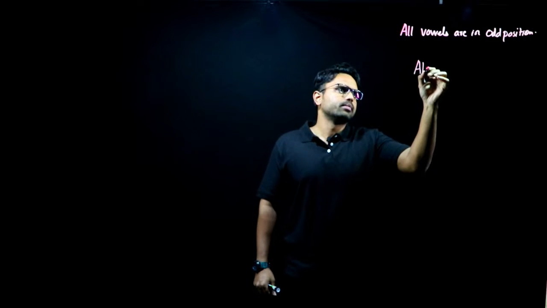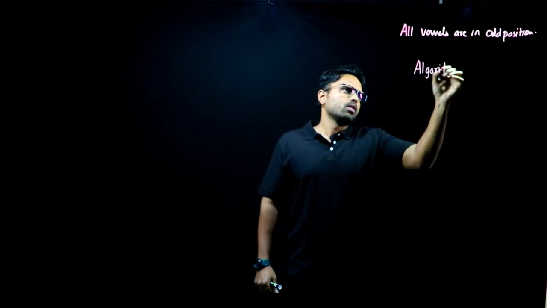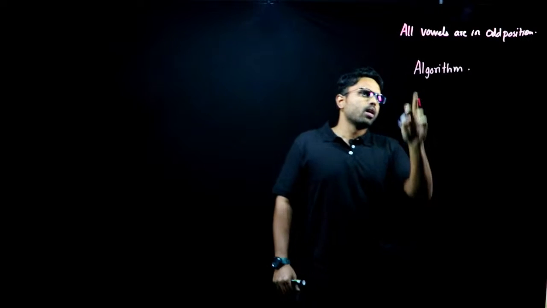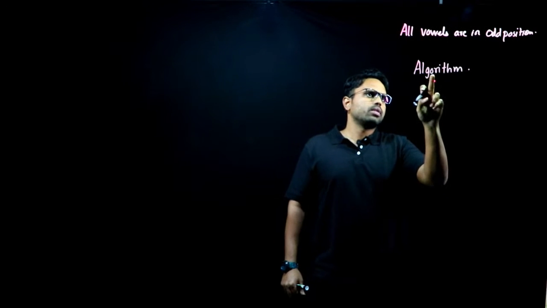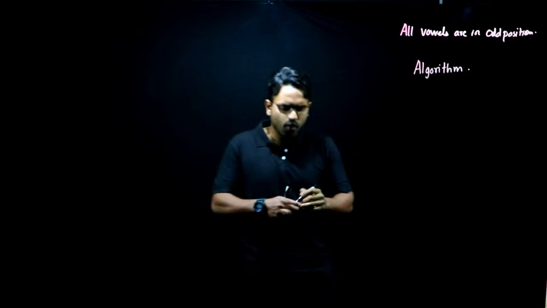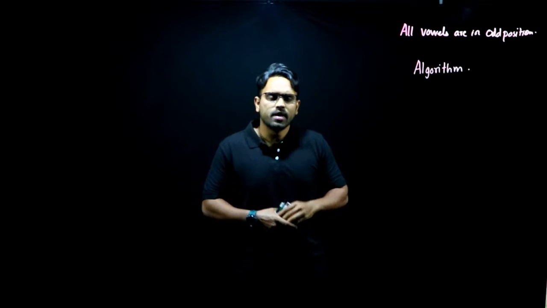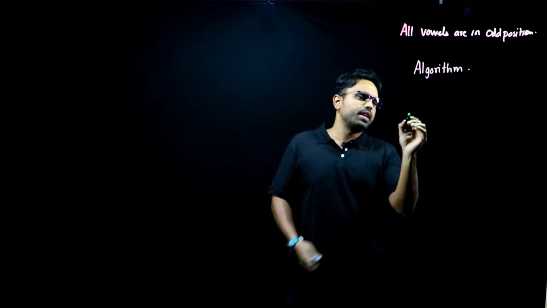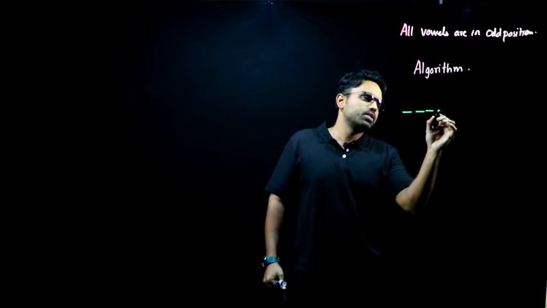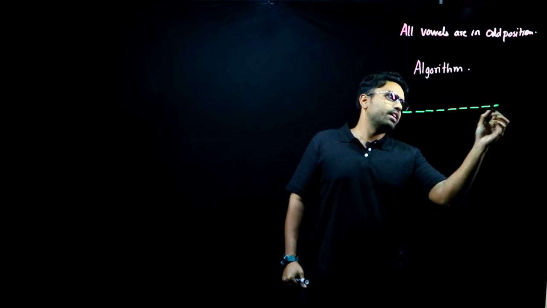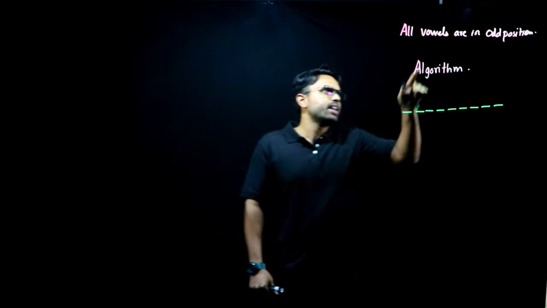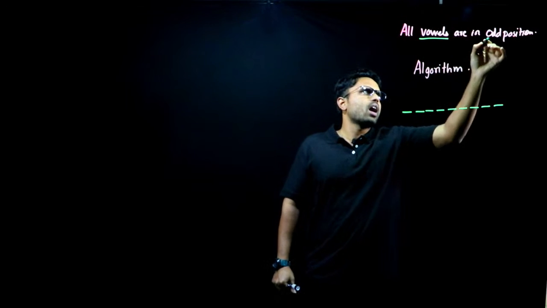Okay, the word is algorithm. How many letters do I have here? 1, 2, 3, 4, 5, 6, 7, 8, 9. To form a nine letter word, how many blank spaces do I need? I need 9 blank spaces. Okay, what does he say? He says all vowels are in odd position.